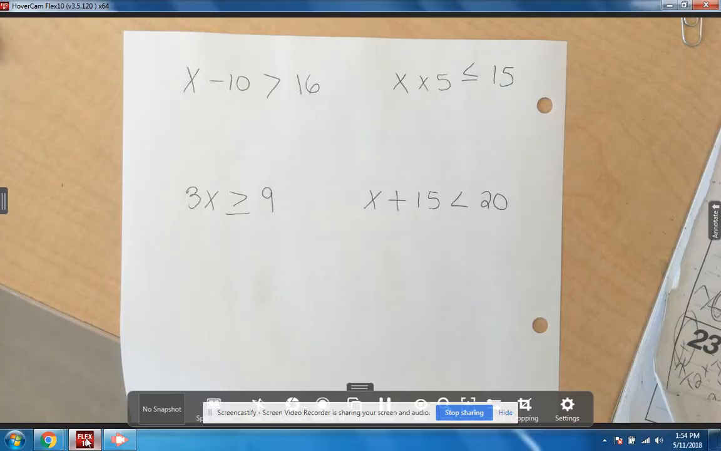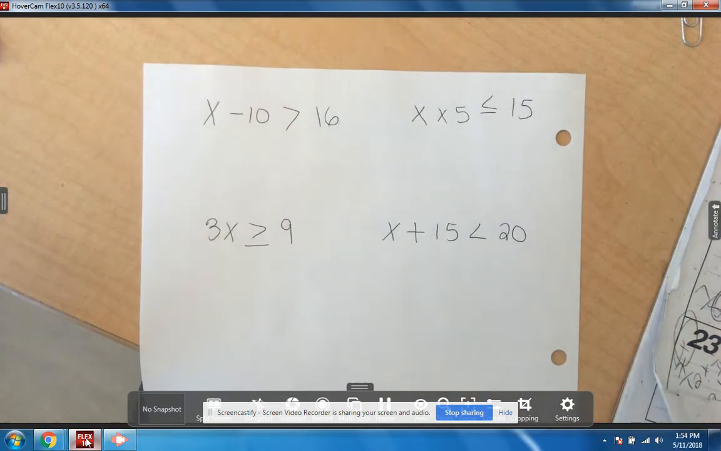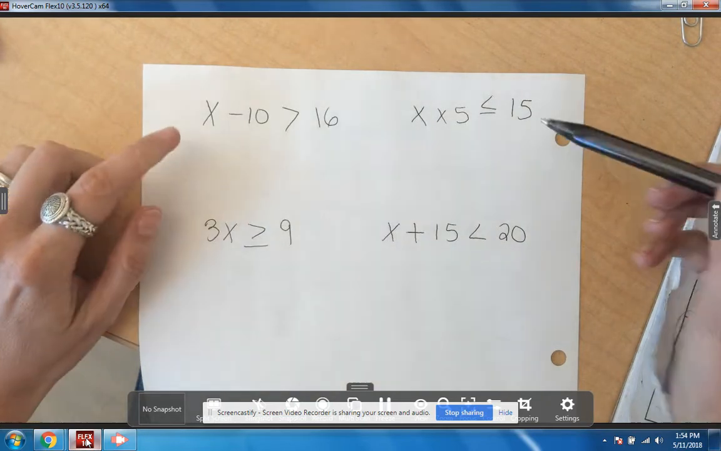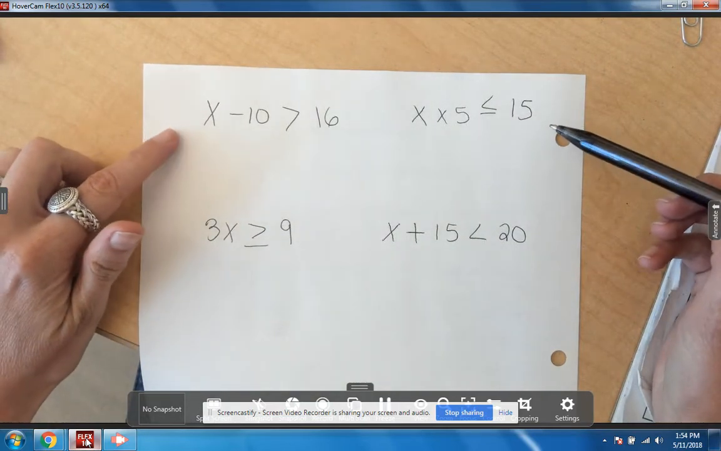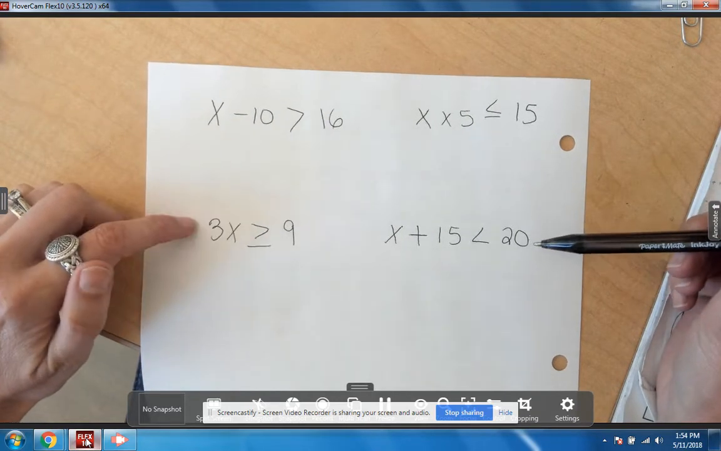So before I even have you do your notes for today, I'm going to have you flip over your notes, and we're just going to do a very quick review of solving one-step inequalities and graphing them. So I'm going to do the first two. I want you to just watch and pay attention, and then you're just going to try these two. So you will just write and try these two on the back of your notes.